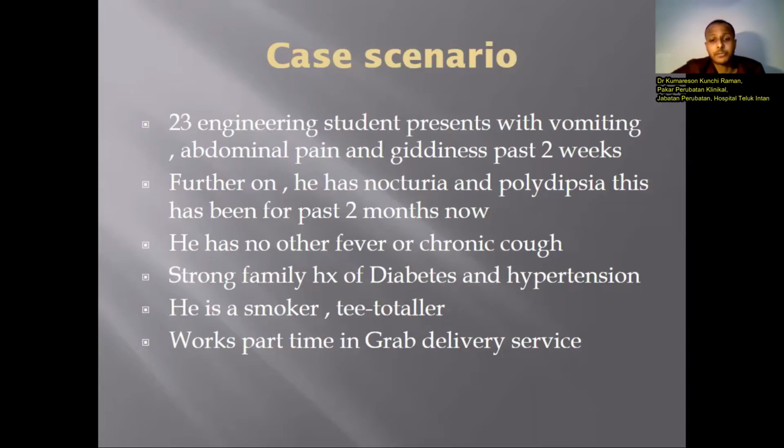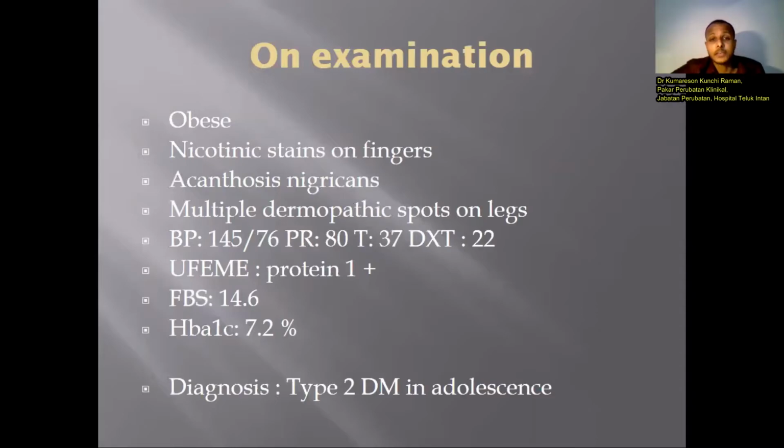He works as a part-time Grab delivery service boy, and on examination, he was obese with a BMI of 31. He had nicotinic stains over his fingers, but he also had the presence of acanthosis nigricans. There were multiple dermopathic spots on his legs. His vitals were fairly stable, with the BP borderline high, and his sugars were around 22. This was a random sugar. Now his fasting sugar was 14.6 and his HbA1c was 7.2%. He had some protein in his urine, and otherwise our diagnosis at that point was type 2 diabetes in adolescents.